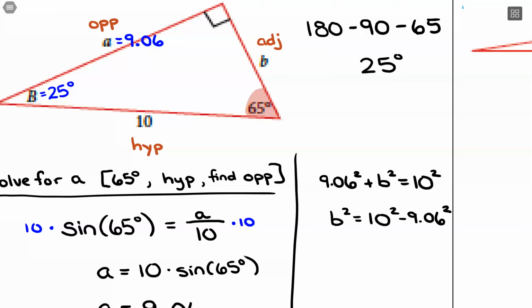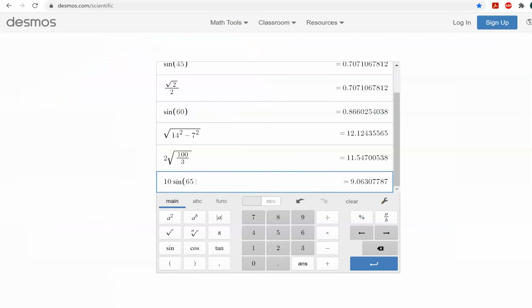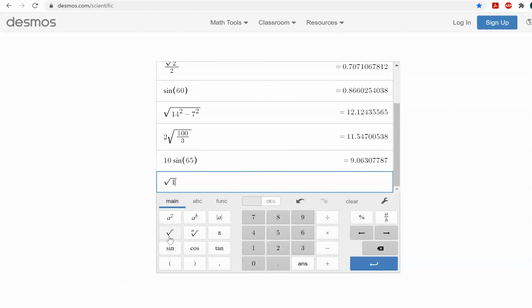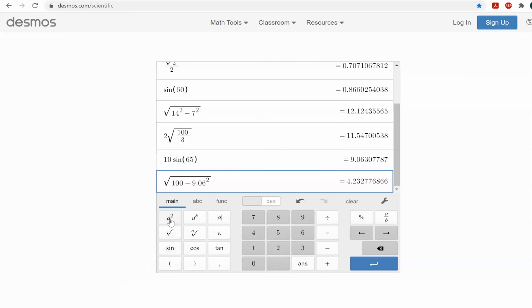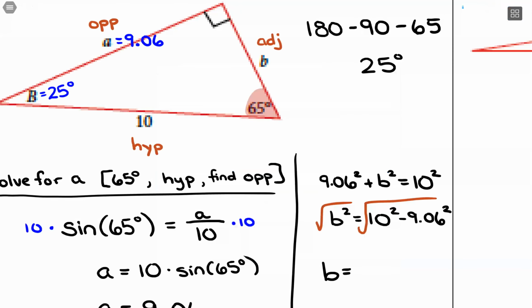One little issue with this is that 9.06 is rounded, but it should be close. And then I just take the square root of both sides. So b is the square root of 10 squared minus 9.06 squared, which is 4.23. And I have a solution where I solved with the trigonometric functions and it came out to the same thing rounded. So we're not too far off. 4.23. So that right there is 4.23.